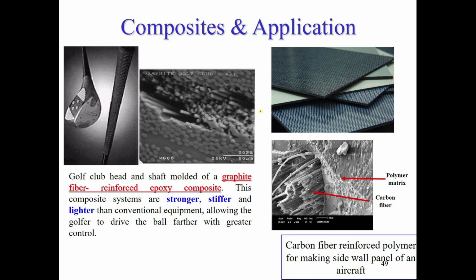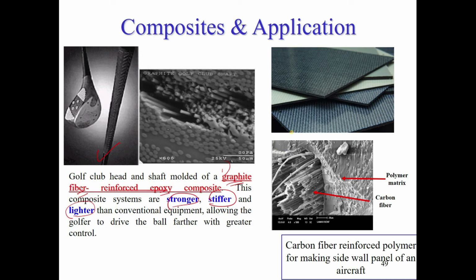These are several applications of composites. We have a golf club head and shaft, which is actually molded from graphite fiber reinforced epoxy composite. So you have graphite fiber as the reinforcement, meanwhile epoxy, which is one of the thermoset polymers, as the matrix. By combining both materials, we can achieve a stronger, stiffer and lighter material compared to conventional material. So it allows the golfer to drive the ball farther with greater control.